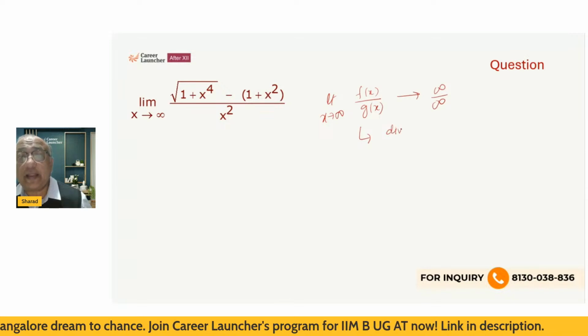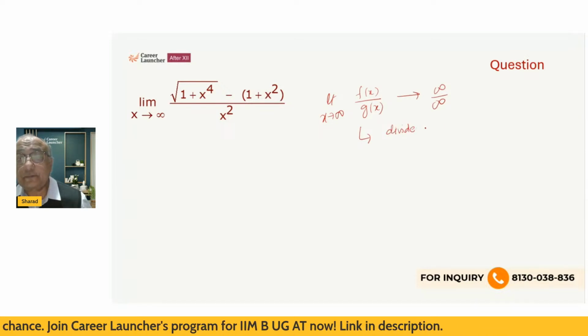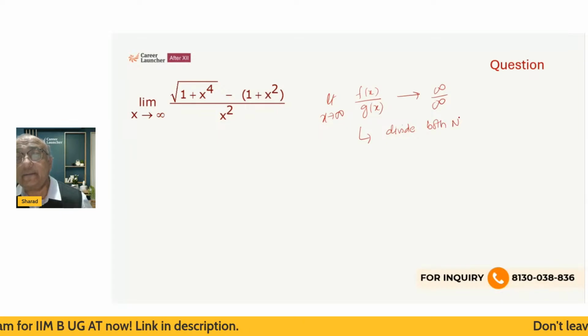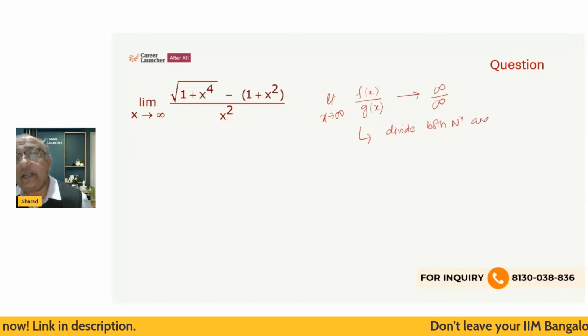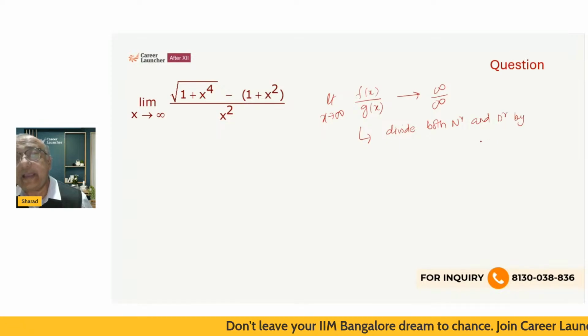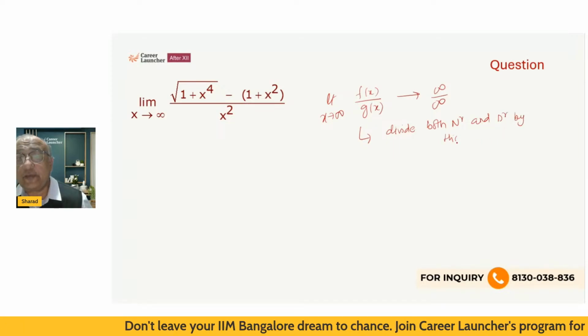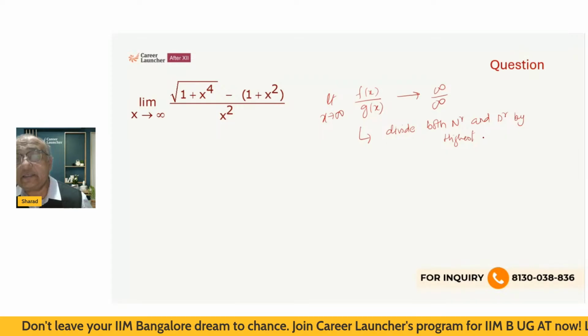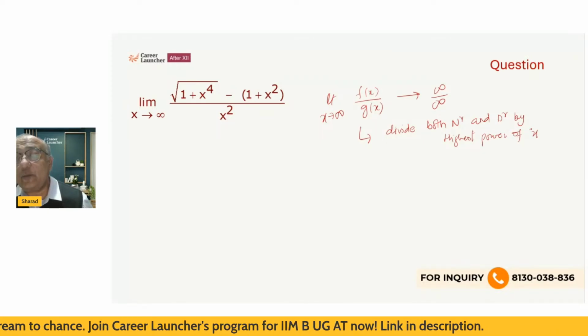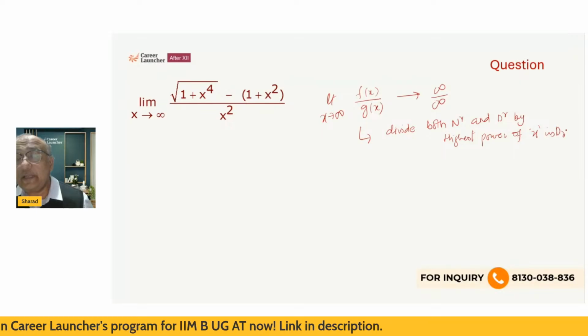You need to divide both numerator and denominator by the highest power of x. The highest power of x, where? In the denominator. Please note, that's how we solve.